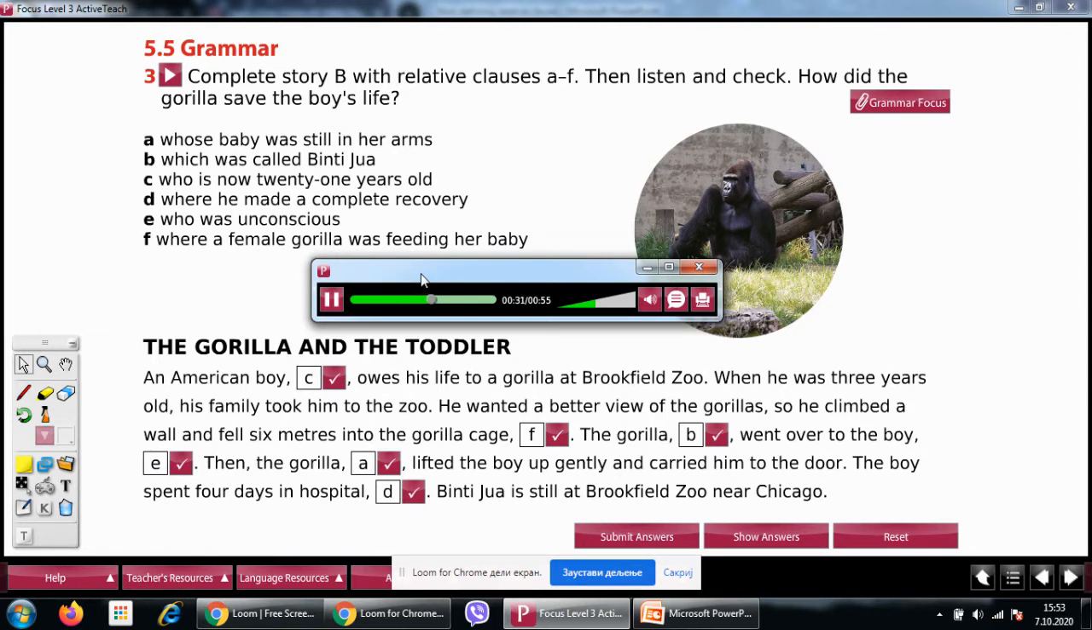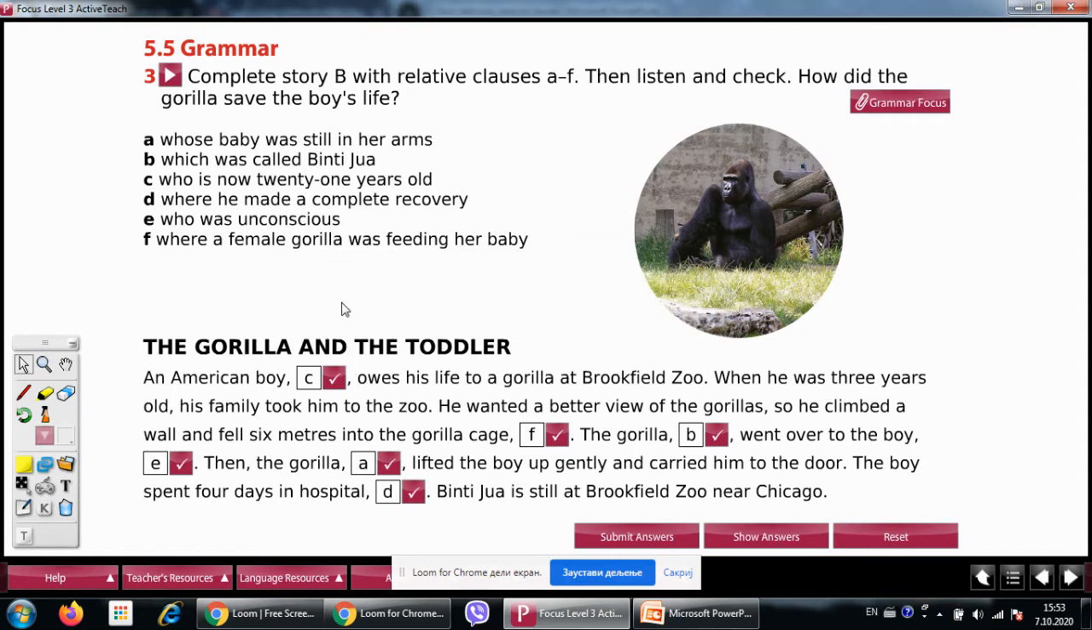The gorilla, which was called Binti Jua, went over to the boy, who was unconscious. Then the gorilla, whose baby was still in her arms, lifted the boy up gently and carried him to the door. The boy spent 4 days in hospital, where he made a complete recovery. Binti Jua is still at Brookfield Zoo near Chicago.